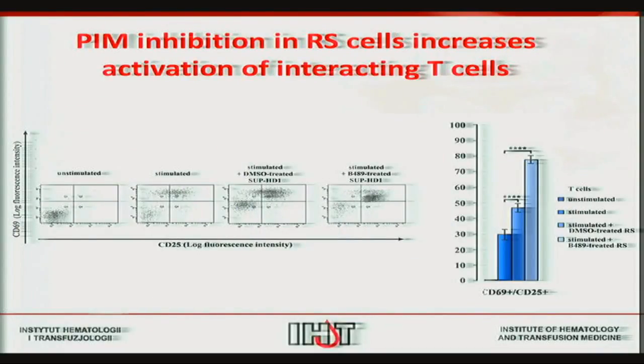Finally, we assessed the activation of T cells that were co-incubated with Reed-Sternberg cells that were exposed to the PIM inhibitor. And we noted that the T cells co-cultured with PIM inhibitor-treated cells exhibit higher activation markers, CD69 and CD25 expression. So they basically are more activated when the cells were pre-exposed to the PIM inhibitor.